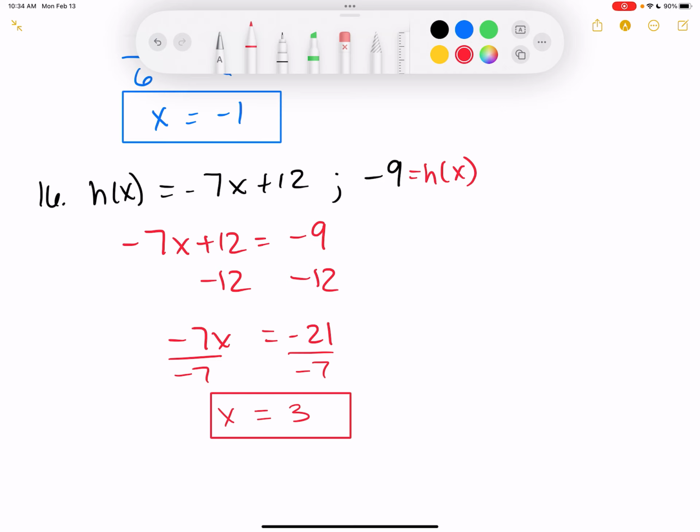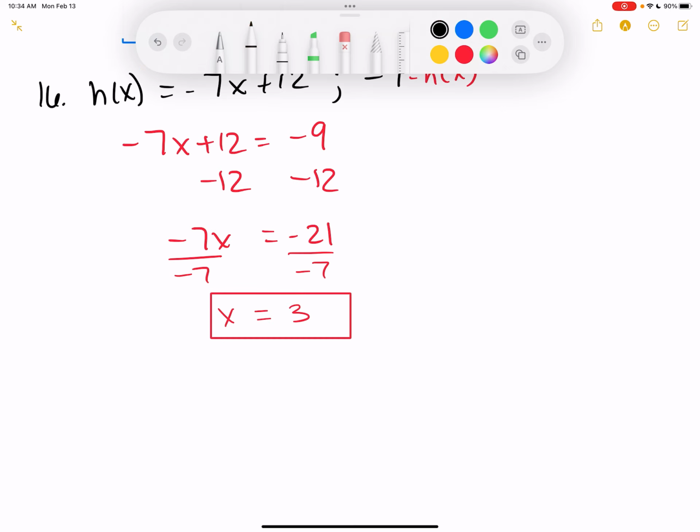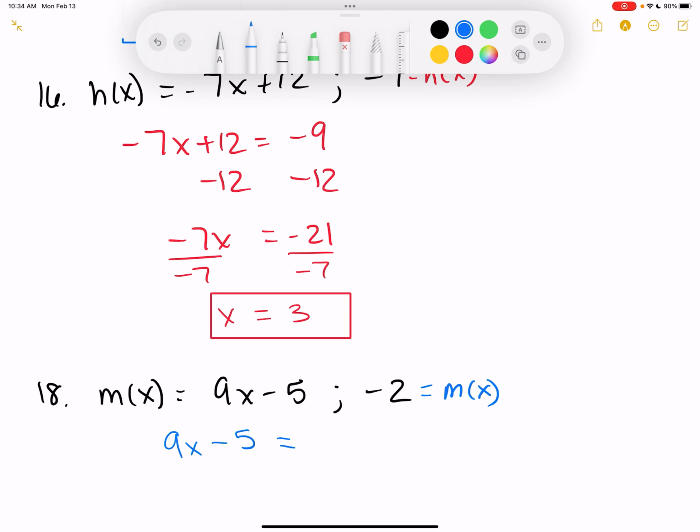Let's see. 18. M of x, so they're just using a different letter again, is equal to 9x minus 5, and they want it to be equal to negative 2. So negative 2 is my m of x, so it's what the whole function is equal to. So again, just because I like the x on the left, I'm just going to rewrite it with this on the right side. So 9x minus 5 is equal to negative 2.